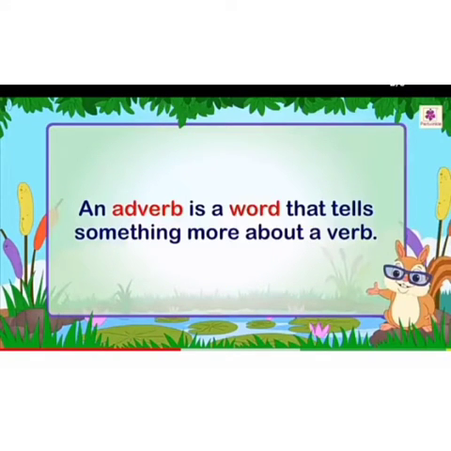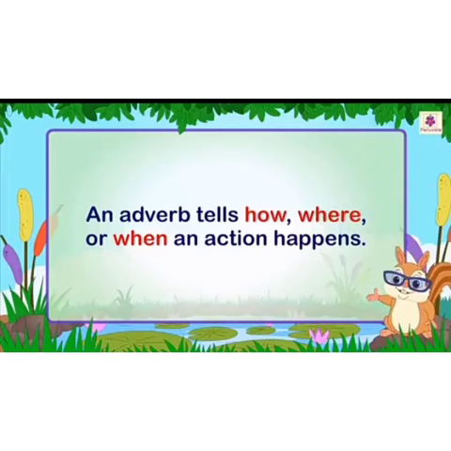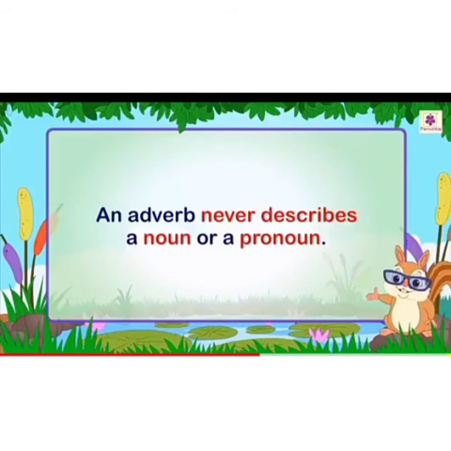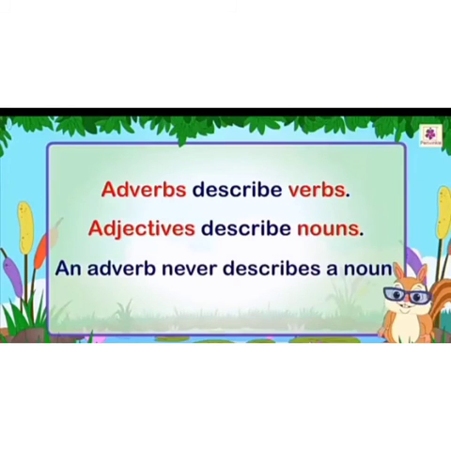An adverb is a word that tells something more about a verb. Remember it? An adverb is a word that tells something more about a verb. An adverb tells how, where, and or when an action happens. The words daily, somewhere, quickly, everywhere, regularly, nowhere, freely, silently, near, soon, etc. are the example of adverbs. And adverbs never describe a noun or a pronoun. Remember, adverbs describe verbs, adjectives describe nouns, and adverb never describes a noun.